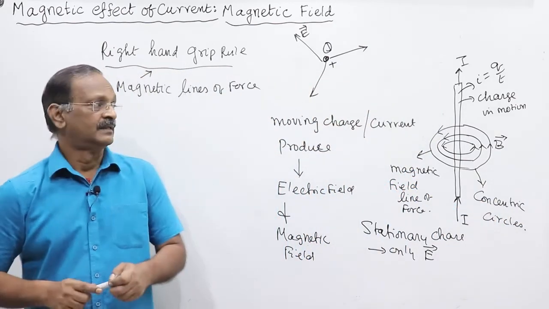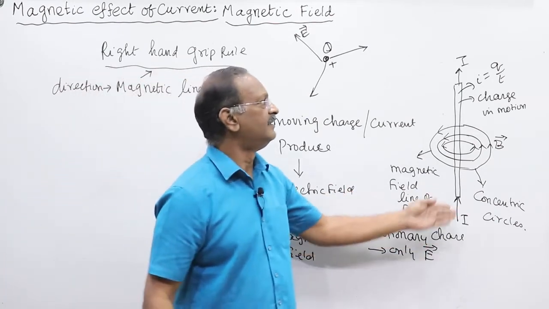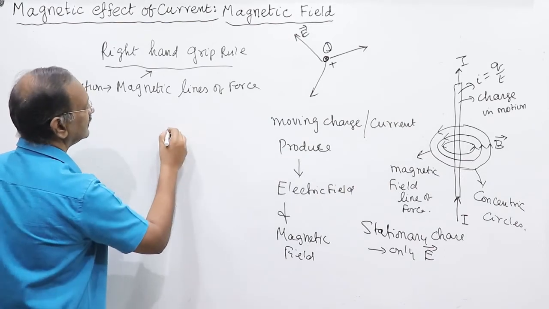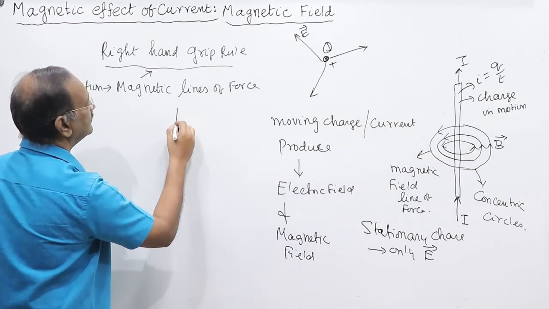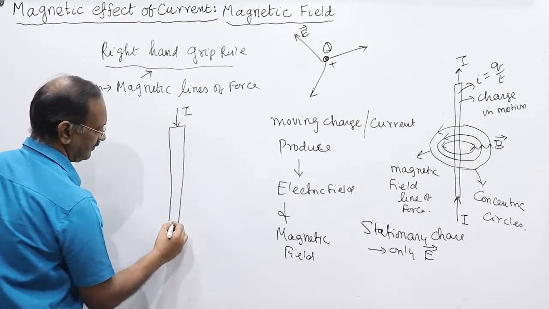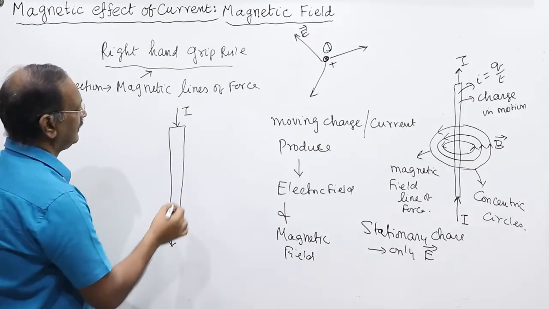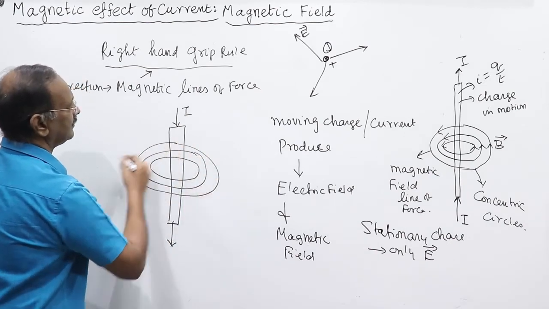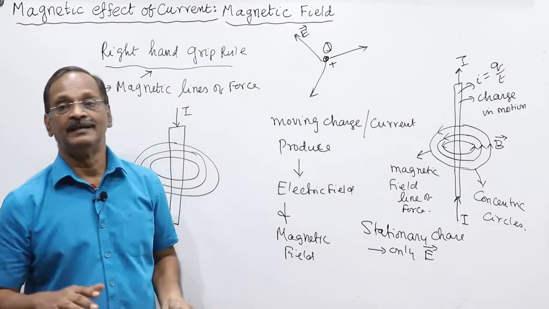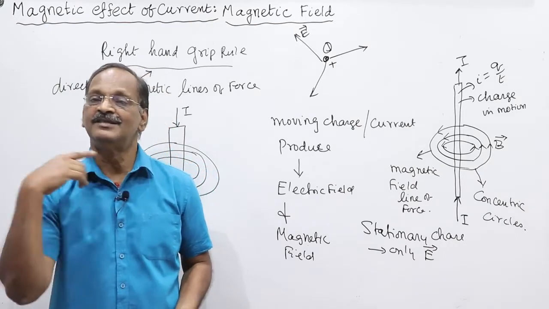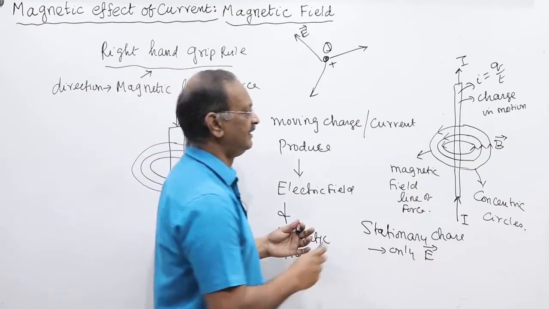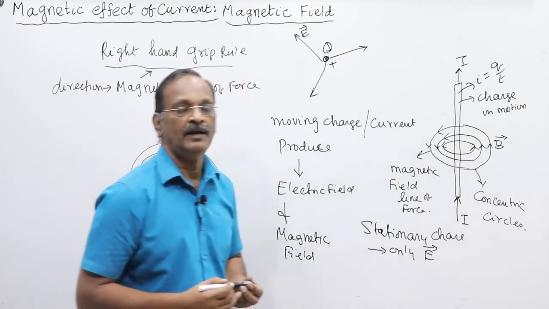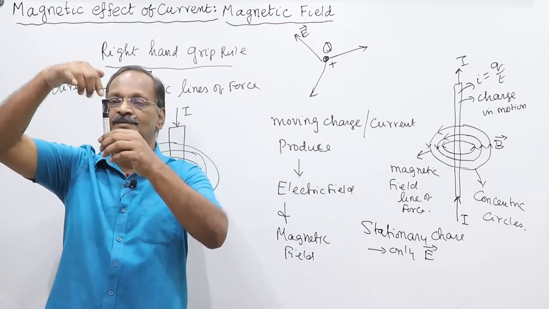Now here the problem comes: we have used the current moving upward. If the current is moving in the downward direction, it will still produce magnetic field in the form of concentric circles, but now the direction of the magnetic field lines will change. Here you see the magnetic field lines are like this when the current is upward. Now this is a conductor with current flowing from top to bottom.